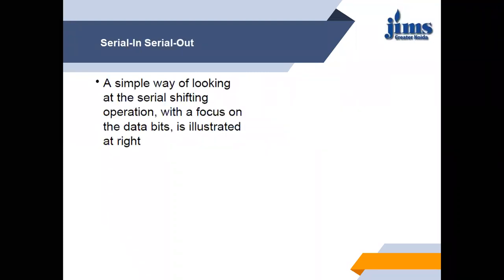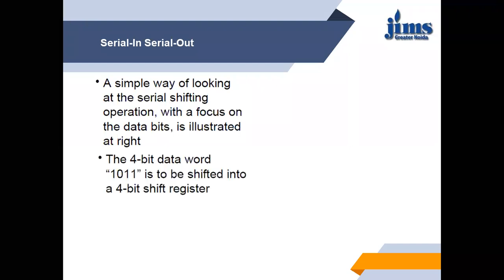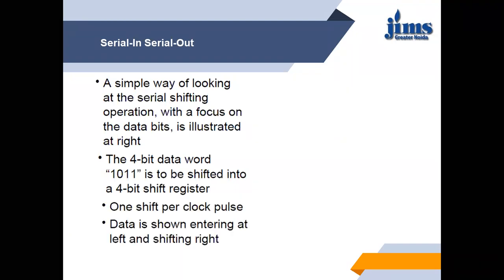A simple way of looking at a serial shifting operation, with a focus on the data bit, is illustrated at the right. Suppose a 4-bit data word 1011 is to be shifted into a 4-bit shift register. So we have a 4-bit shift register and we have to store 1011. Let us see how it is done. As we have discussed, one shift per clock pulse is required, meaning at each clock a single bit is entered into the flip-flop, and the data is shown entering at the left-hand side.